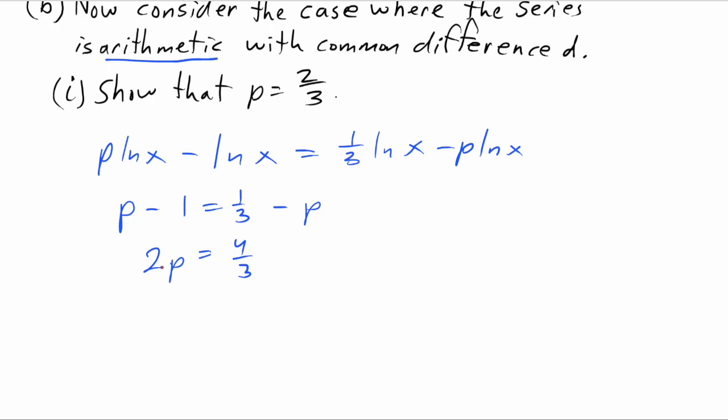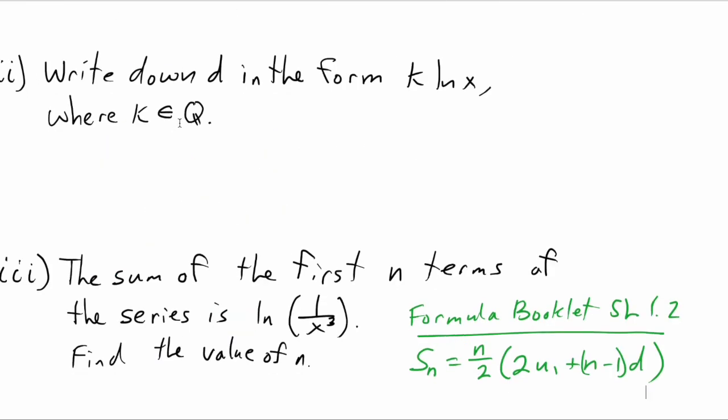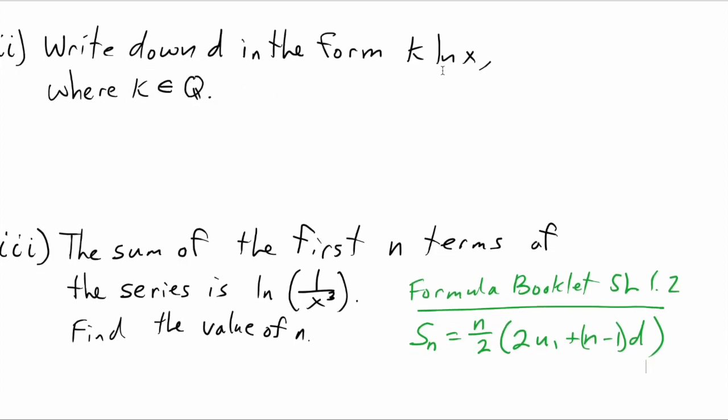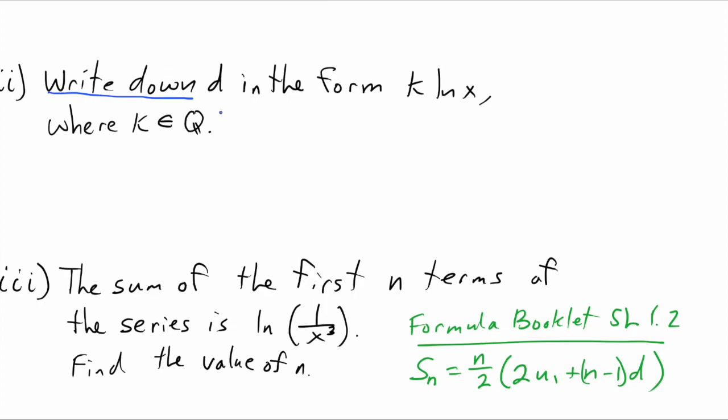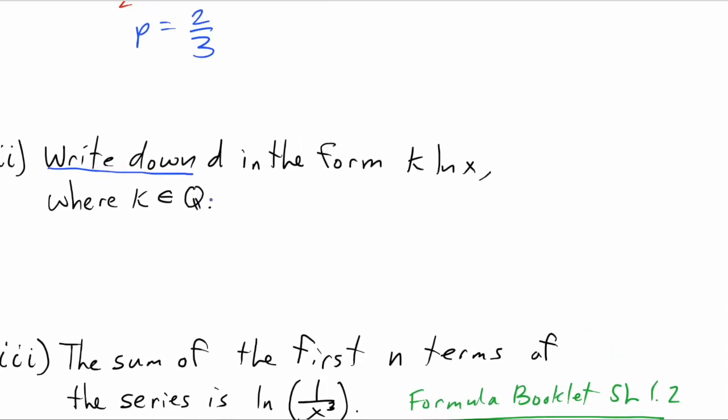Then we divide both sides by 2, which is like multiplying by half, and we got p equals 2/3. Okay, next, in the second part of part B, we have: write down d in the form k ln x, where k is a rational number. Write down command term means you don't have to show any work, you just write down the answer, so it should be pretty obvious.